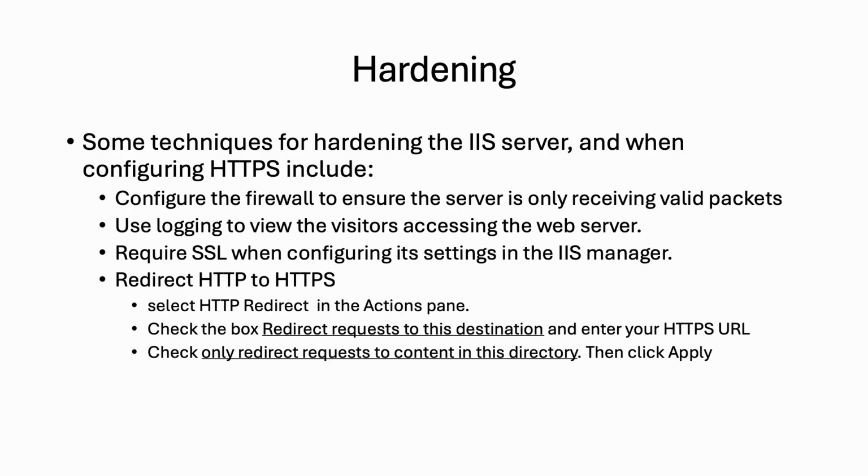Some hardening techniques for the IIS server when configuring HTTPS include: configure firewalls to ensure the server is only receiving valid packets. You should use logging to view the visitors accessing the web server. Require SSL when configuring its settings in the IIS Manager. And redirect HTTP to HTTPS.